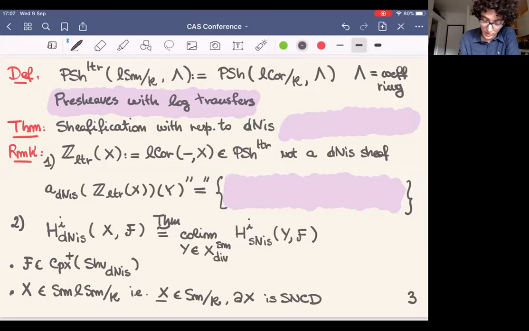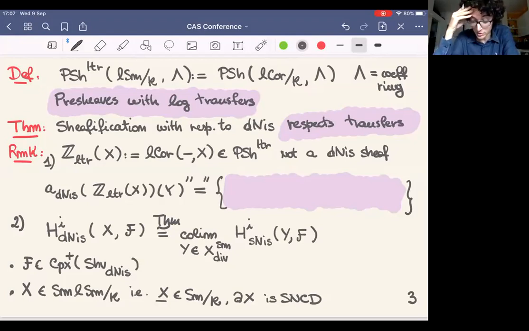And an important theorem in the story is that if you consider the sheafification with respect to the dividing Nisnevich topology, then this behaves well with respect to the transfer structure. So this respects transfers. Okay, then in order to prove this, we use this generalization of Voevodsky's result on CD structures. And for example, this needs to be extended to the notion of quasi-bounded CD structure. This was also mentioned by Gysin yesterday.